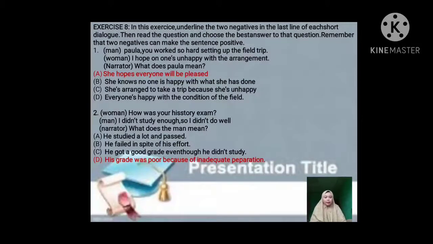Exercise 8. In this exercise, underline the two negatives in the last line of a short dialogue, then read the question and choose the best answer to the question. Remember that two negatives can make the sentence positive.